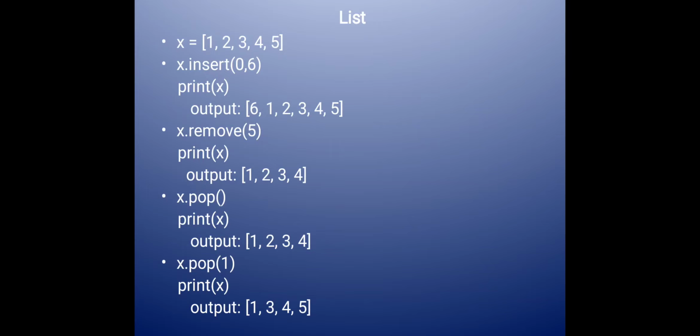Then x dot pop 1, here we have given the index value 1, so it will delete the value from the first index. So here the output will be a list of values 1, 3, 4, 5.